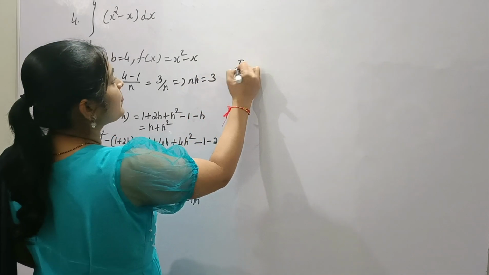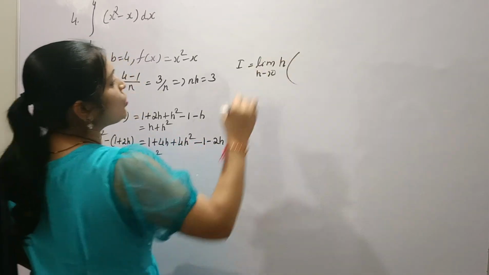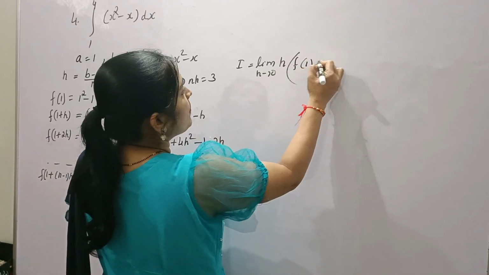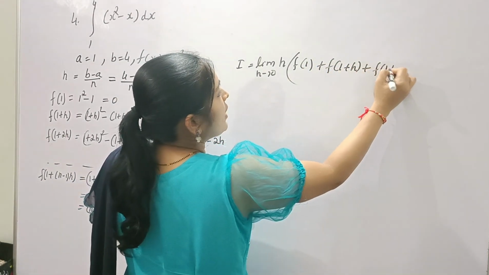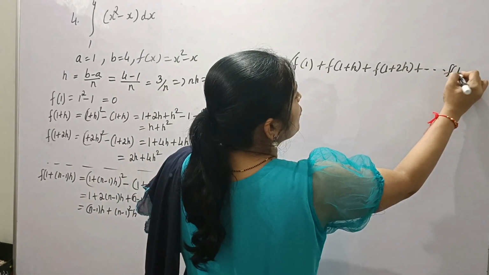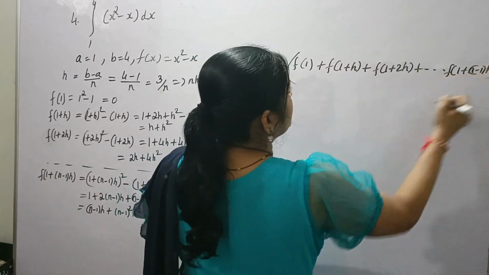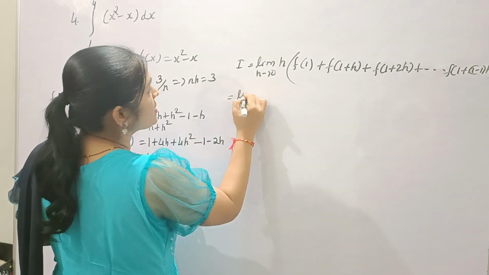Our formula is limit h tends to 0 h into f of, what is a? 1, right? f of 1 plus f of 1 plus h plus f of 1 plus 2h plus etc. plus f of 1 plus n minus 1 into h. Okay. That is equal to, now let's substitute the value of these functions.